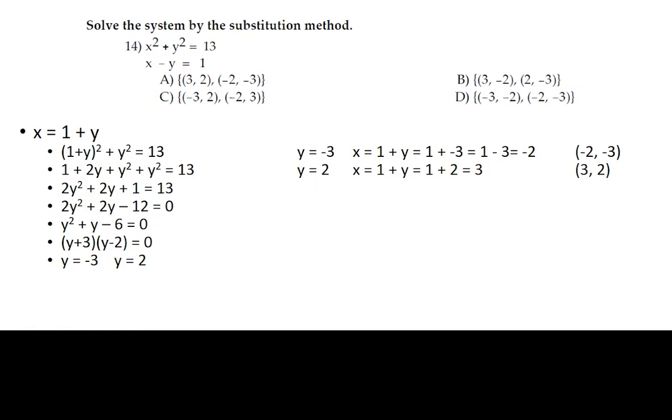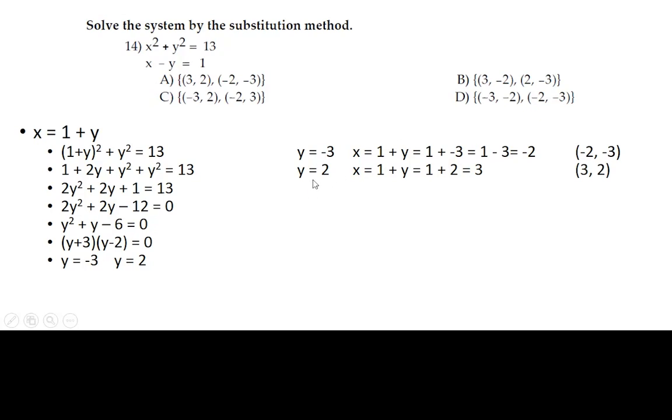We now need to find the corresponding x value for both. And remember, x equals 1 plus y. So x equals 1 plus negative 3, which would be 1 minus 3, which would be negative 2 for the x that goes with the y of negative 3. So one of our solutions is the point negative 2, negative 3.